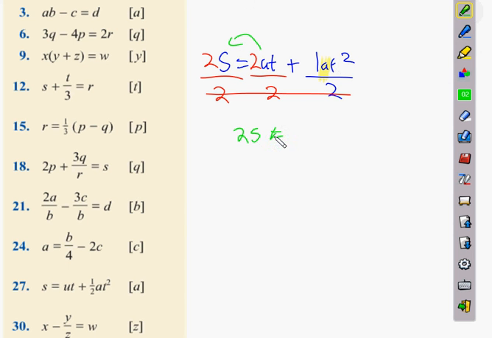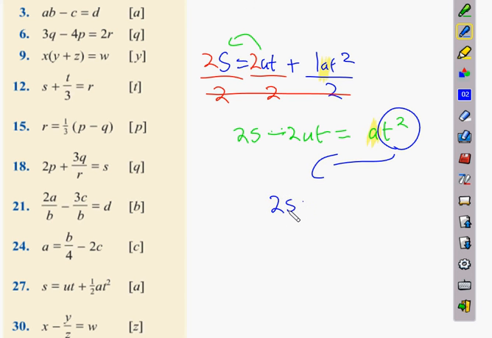2s. Sorry guys, 2s what? Minus 2ut equals, can I leave the 1 out? Yeah, the 1 can be left out. at squared. What's preventing the a from being on its own? Is it being multiplied by t squared? Multiply. And what does that mean when you take that t squared and bring it over to your side? It means divide it, and that there is your answer.